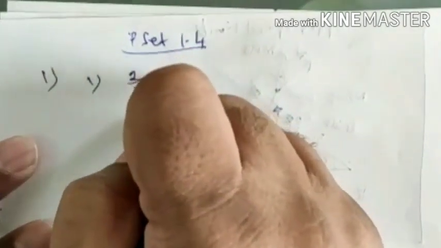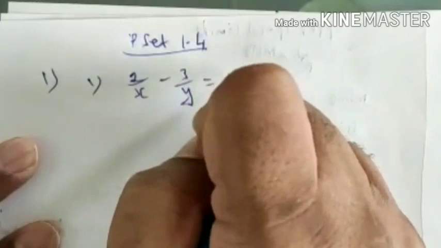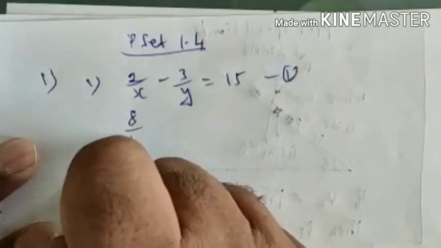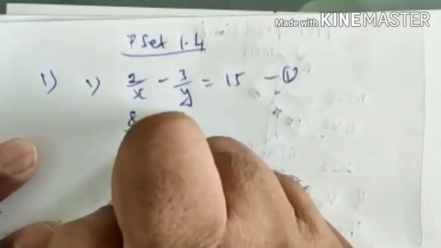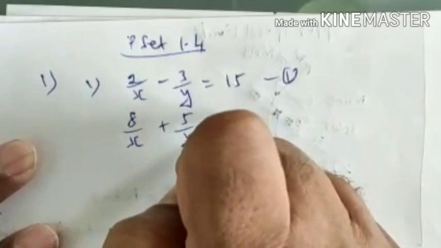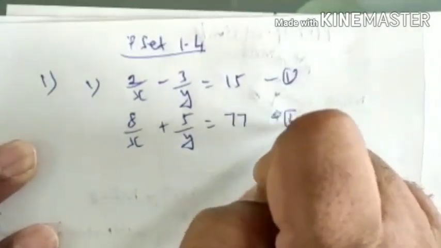First you take practice set 1.4, question number 1, first sum. We shall start with this sum now. What is this first sum? See, this is our first equation. This is our second equation.